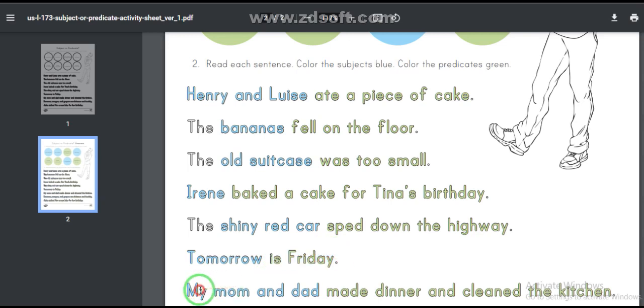My mom and dad made dinner and cleaned the kitchen. I'm talking about what? About who? My mom and dad. So my mom and dad is the complete subject. Bravo. Where's the complete predicate? The complete predicate is made dinner and cleaned the kitchen. All of this here is the complete predicate. Bravo. So this is the answer.